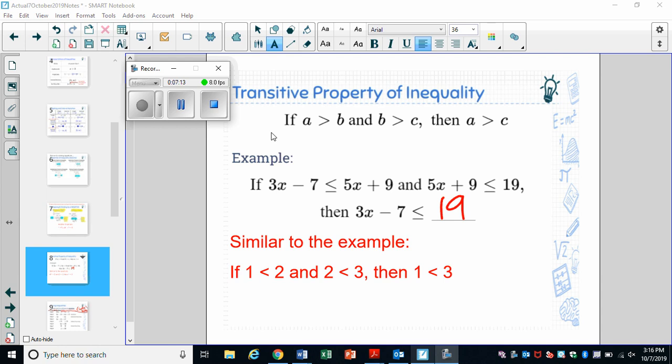Here, we're talking about the transitive property. Basically, if A is greater than B, and B is greater than C, then A is greater than C. Similarly, we had an algebraic expression, 3x minus 7 less than or equal to 5x plus 9. If 5x plus 9 is less than or equal to 19, then by the transitive property, 3x minus 7 has to be less than or equal to 19. Similar example, using numbers, if 1 is less than 2 and 2 is less than 3, then 1 has to be less than 3.